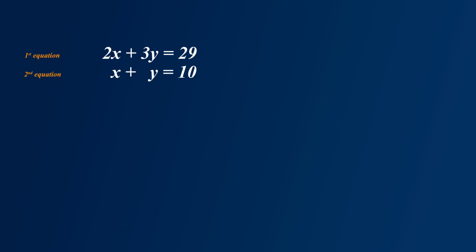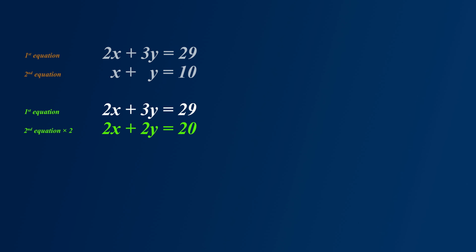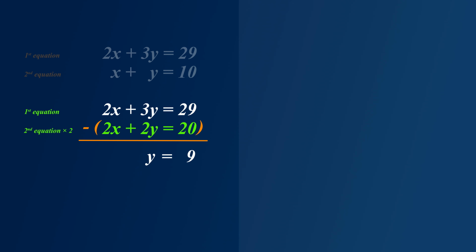The easier way is to multiply the second equation by 2 like this. Remember to take care when subtracting because all of the signs in the second equation change. So 2x minus 2x is 0. 3y minus 2y is y. 29 minus 20 is 9. So y equals 9. Then we substitute y equals 9 into the easier of the original equations. That's the second equation.